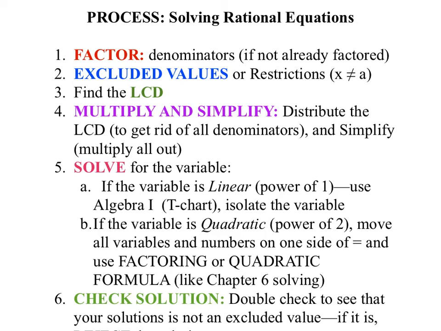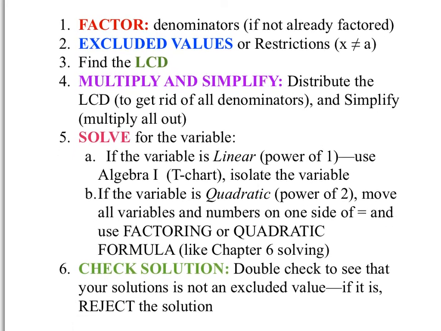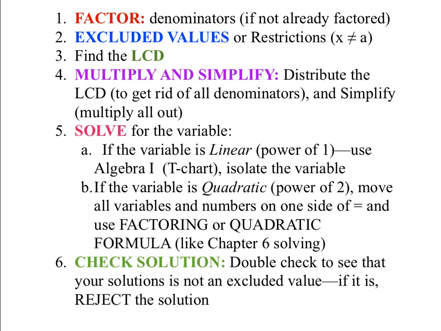The solving could take 2 paths here. We could solve just a traditional algebra 1 equation, x to the 1, isolate the variable, and so on. Or if we have an x squared, it becomes just like solving a quadratic, so using factoring or the quadratic formula is what we'd have to do in those cases. Checking the solution is the final step, and again here you're reflecting back to step 2, the excluded values. Reject any solutions that are excluded, and state if there is no solution for the problem.